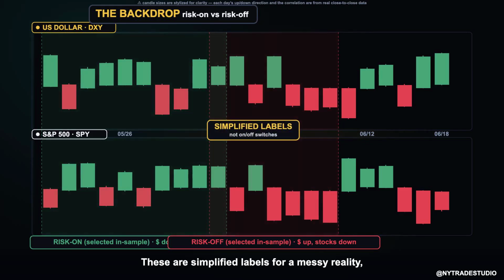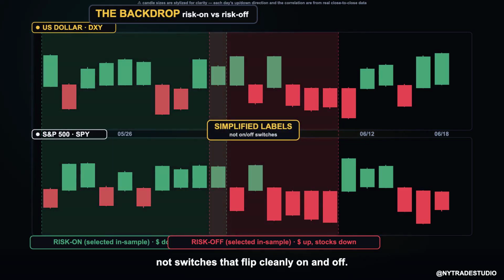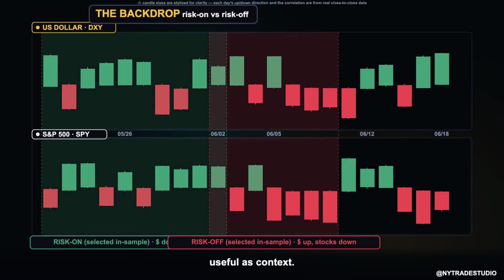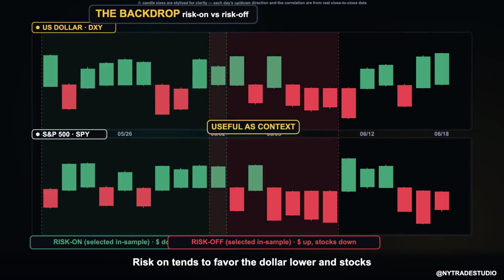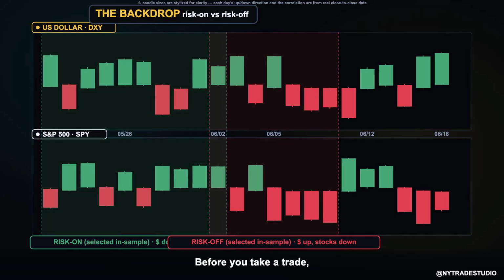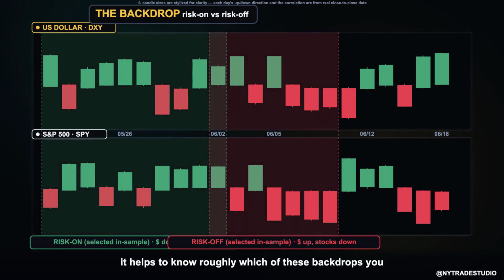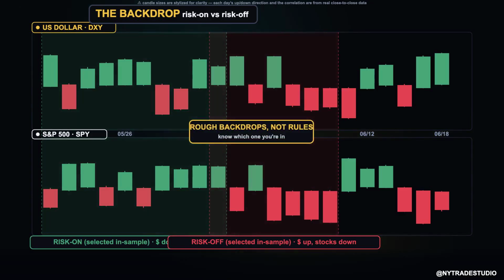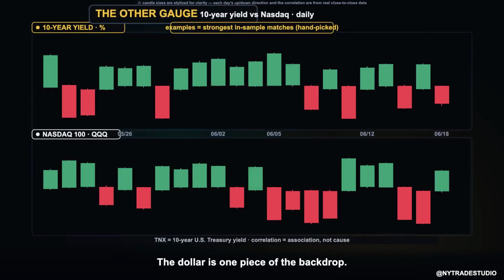These are simplified labels for a messy reality, not switches that flip cleanly on and off. But the rough idea holds up often enough to be useful as context. Risk on tends to favor the dollar lower and stocks higher. Risk off tends to favor the dollar higher and stocks lower. Before you take a trade, it helps to know roughly which of these backdrops you are sitting in. The dollar is one piece of the backdrop.